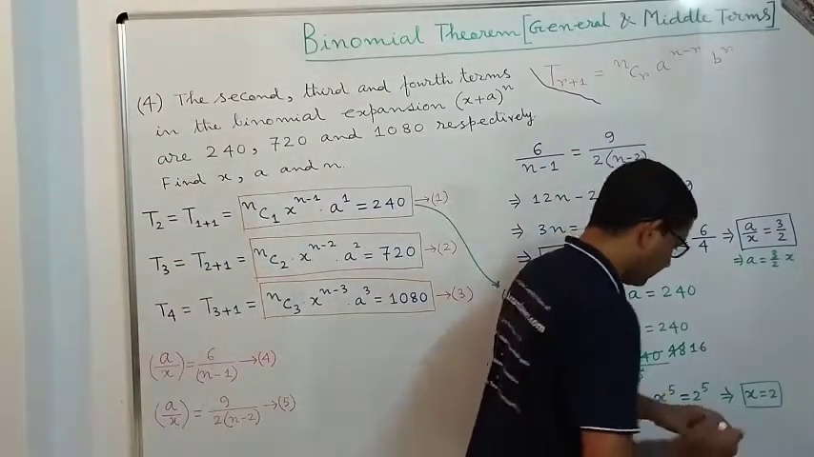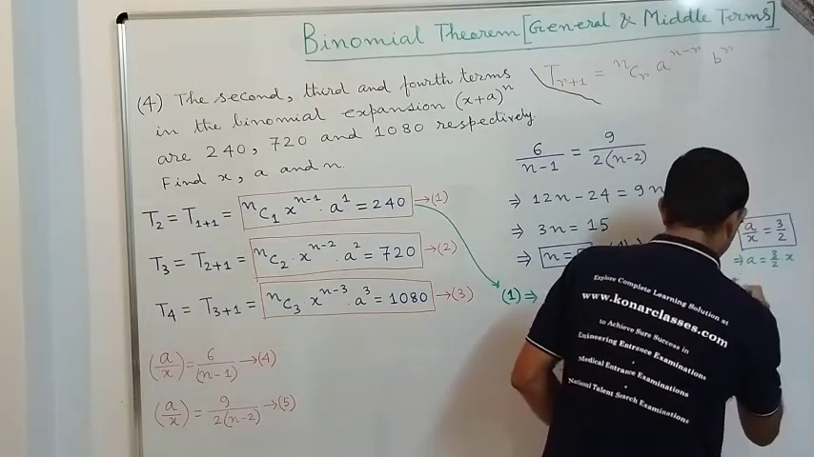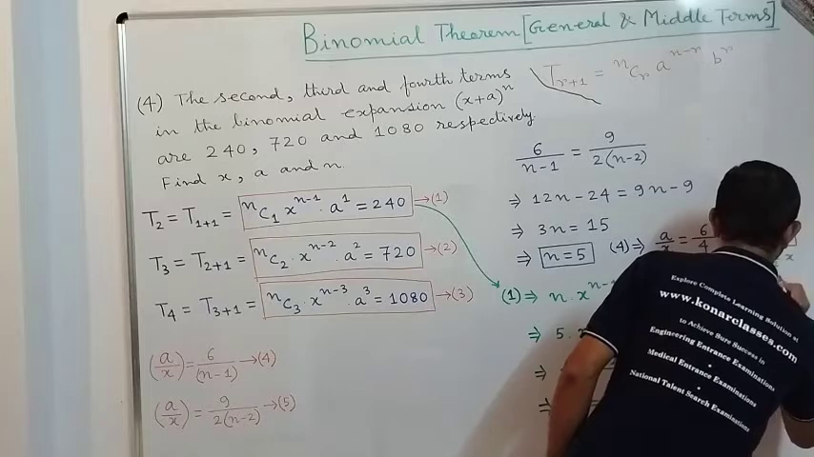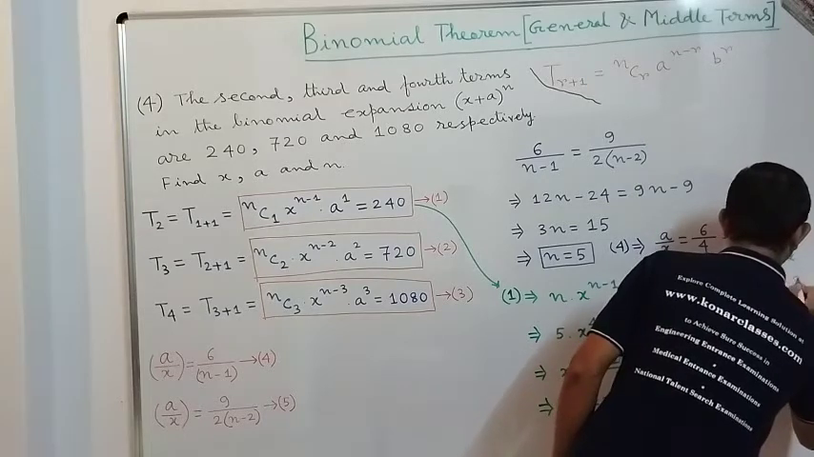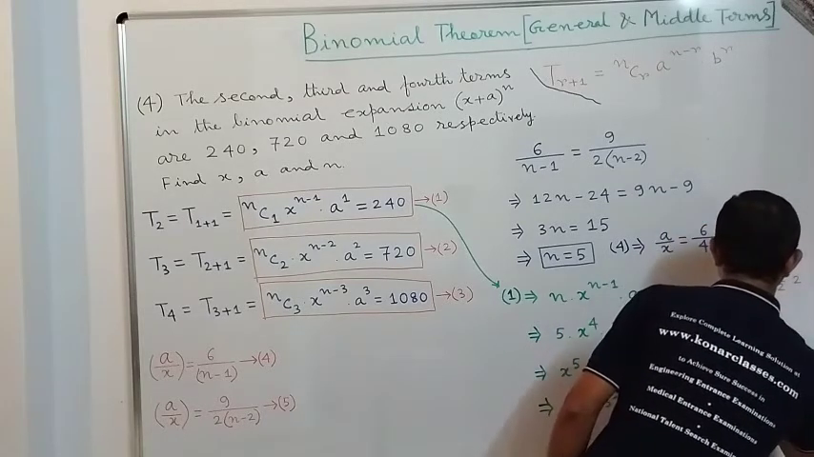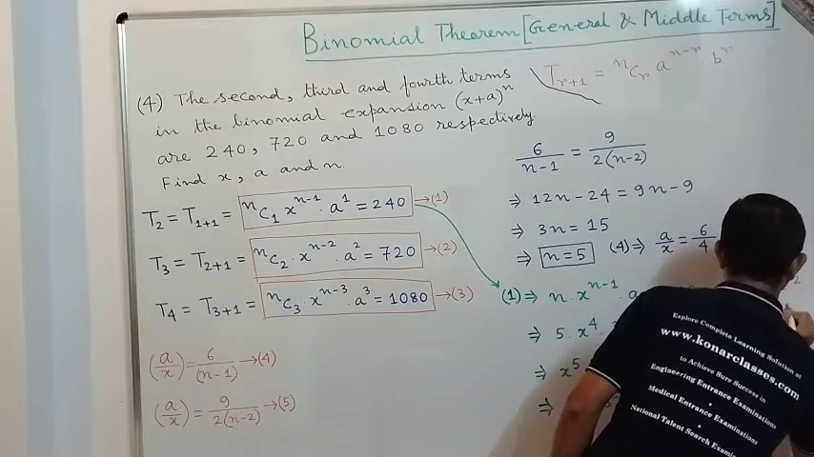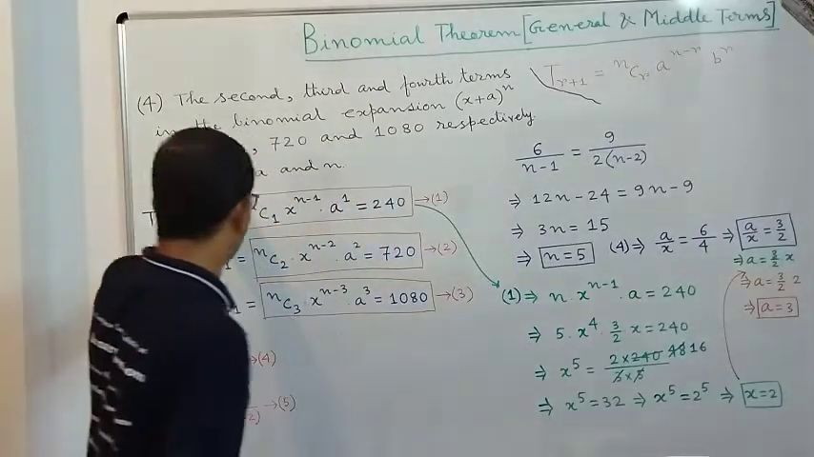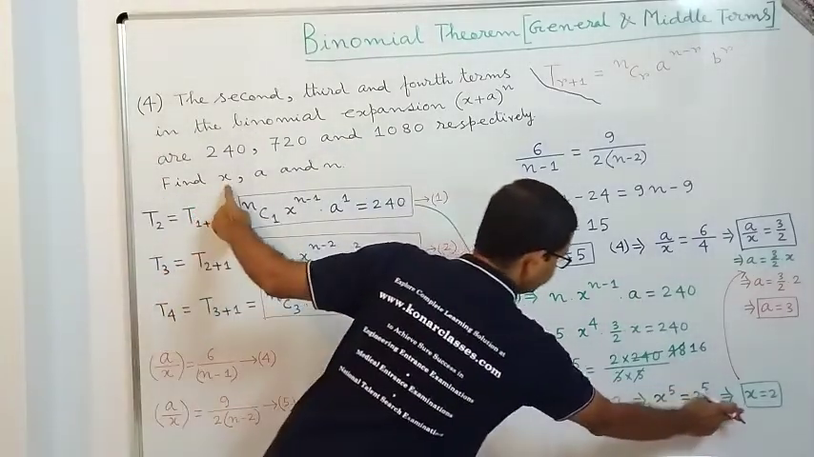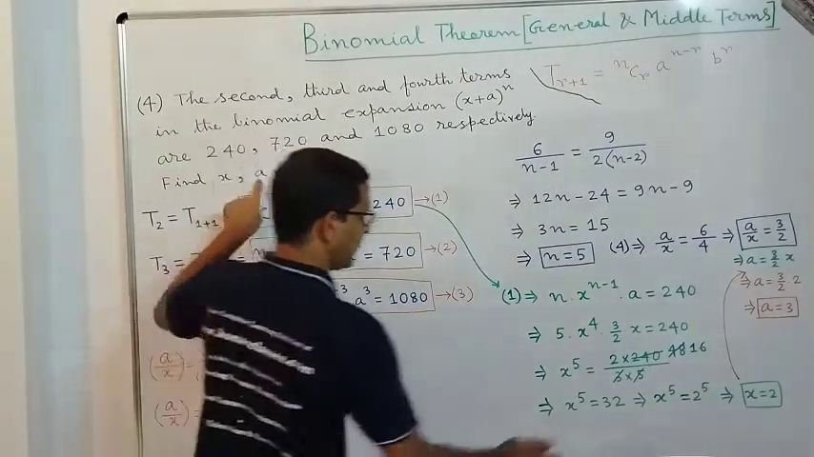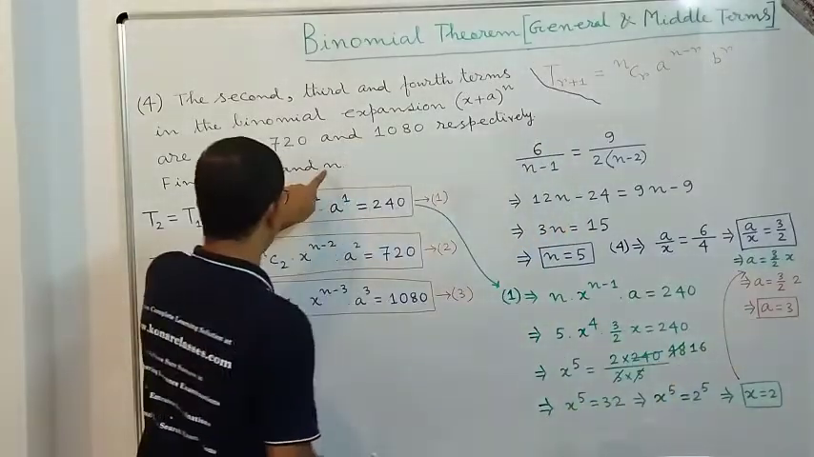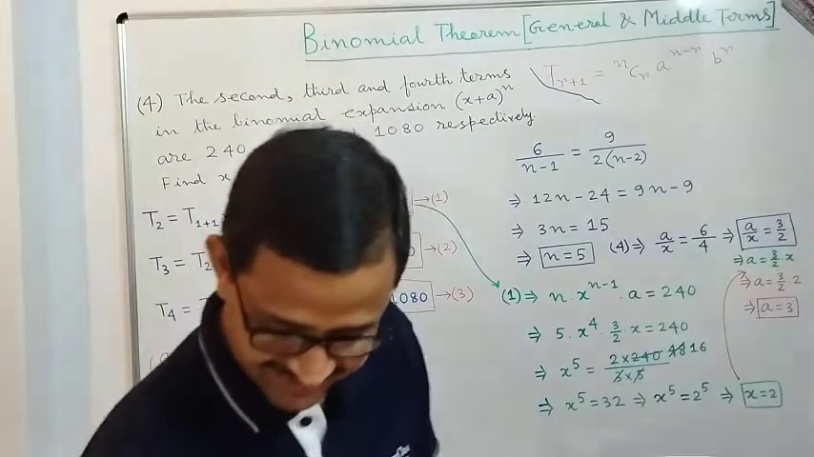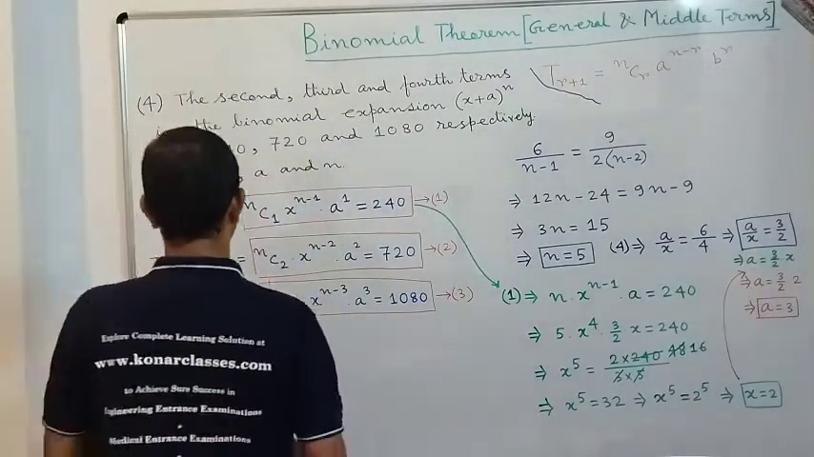The moment we get the value of x is equal to 2, we can apply it here, and we get the value of a as 3 by 2 into 2, since x is equal to 2. So that gives us the value of a is equal to 3. So dear students, we get the value of x as 2, the value of a as 3, and the value of n as 5. I hope you got a very clear understanding. Now let's proceed to the next question.